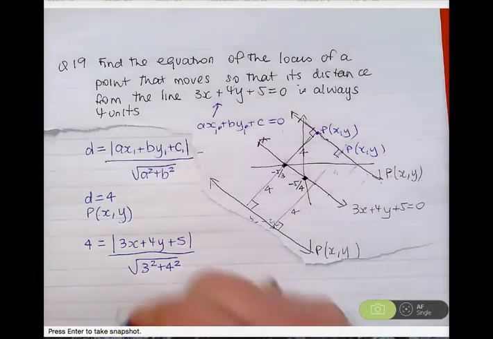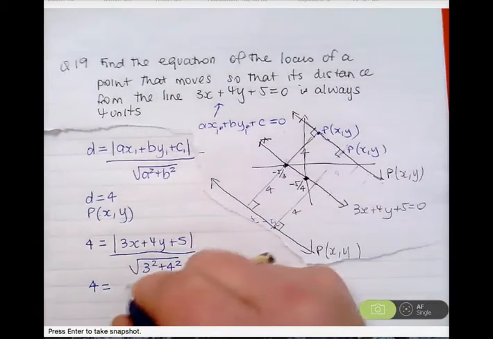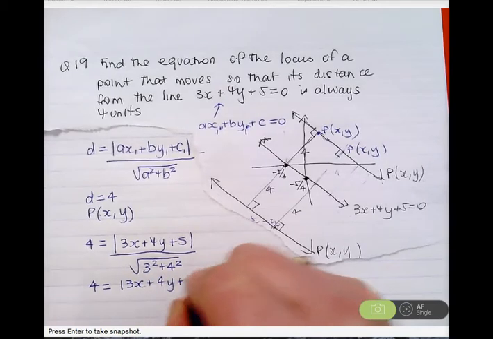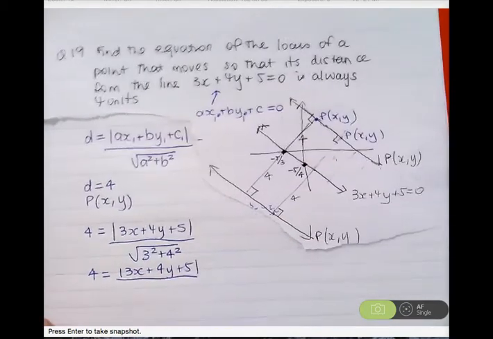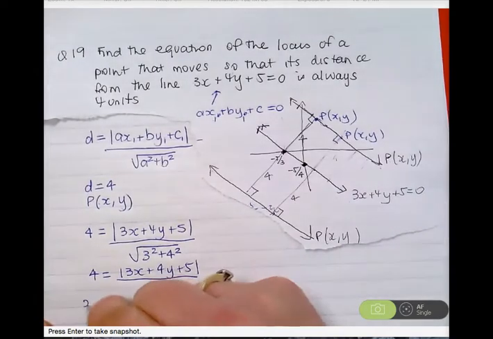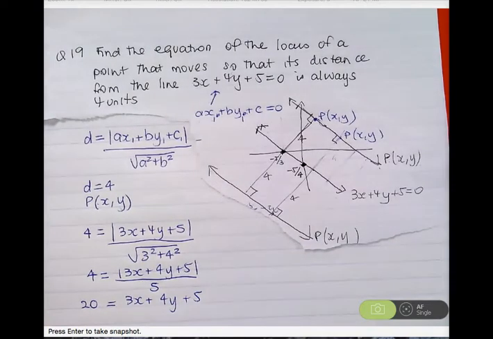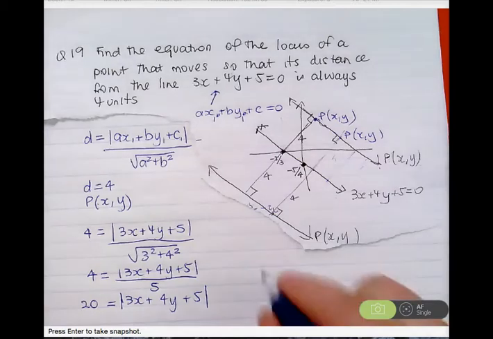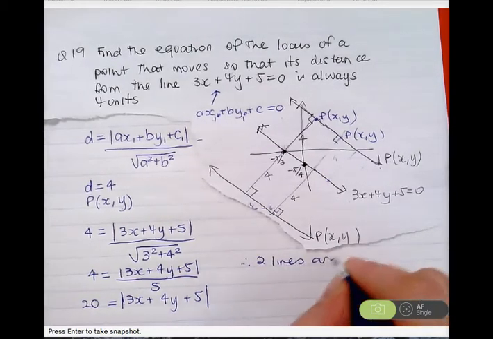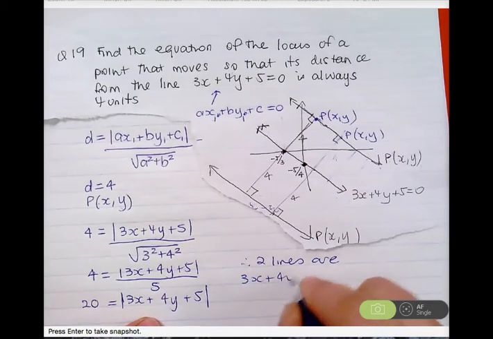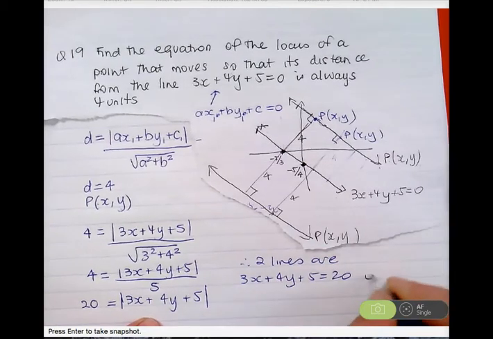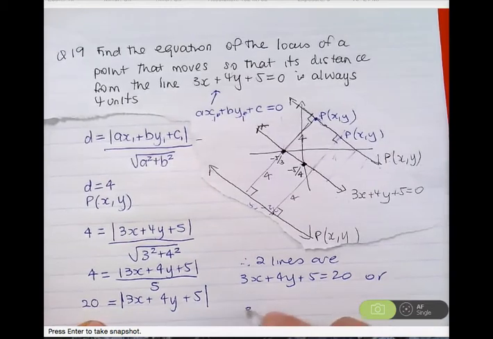No? Okay. So what have we got here? 4 equals the absolute value of 3x plus 4y plus 5 over the square root of 25, which is 5. So therefore 20 equals the absolute value of 3x plus 4y plus 5. Now, if you've got the absolute value of that equals 20, you end up with 2 scenarios. So therefore your 2 lines are, doesn't this mean that 3x plus 4y plus 5 equals positive 20, or 3x plus 4y plus 5 equals negative 20?